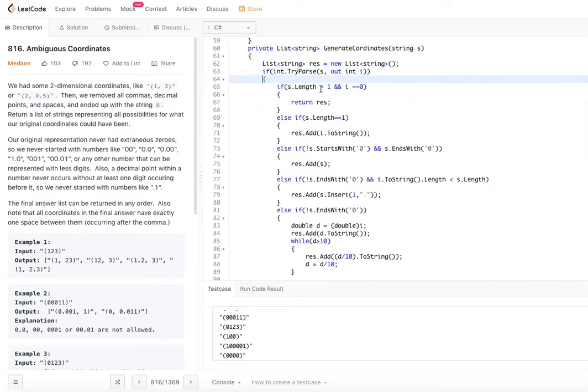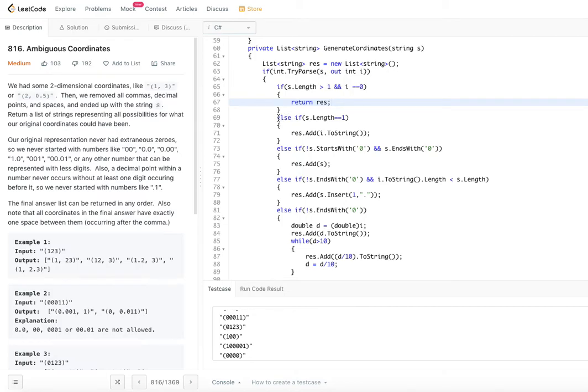If the string dot length is greater than 1 and i is equal to 0, that means we are not going to have any numbers. String length is greater than 1, that means it could be 0, 0, 0, 0, 5 zeros, but the final generated number is just 0. That means there is nothing to be added. We just return the empty thing, right?